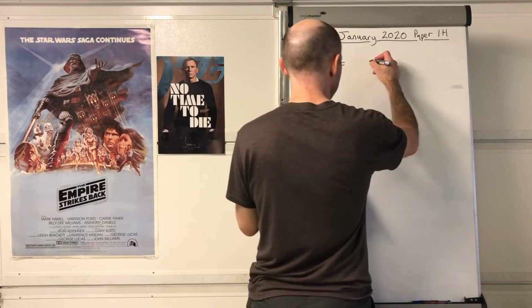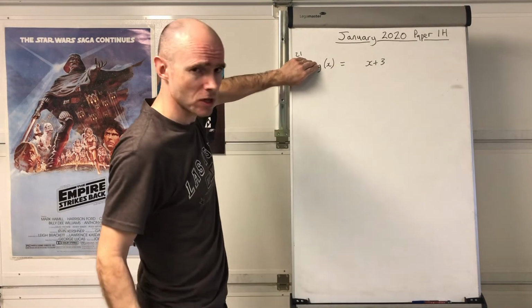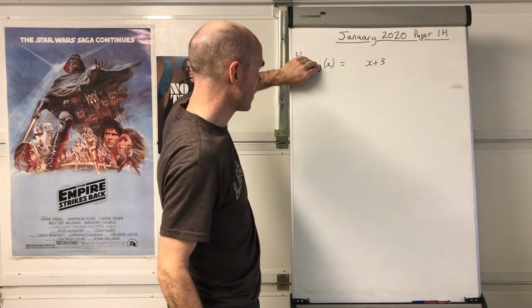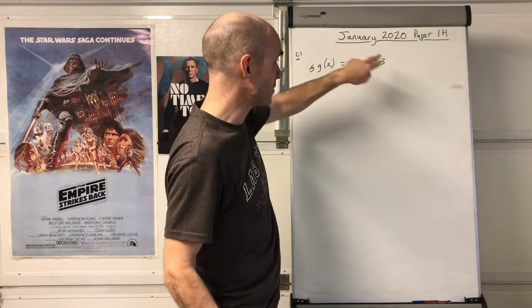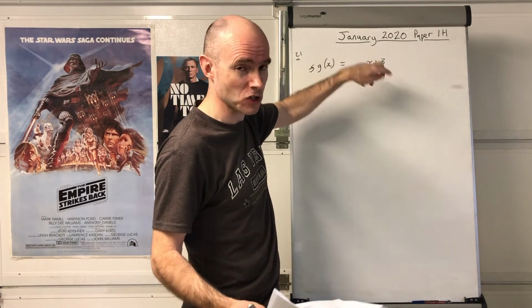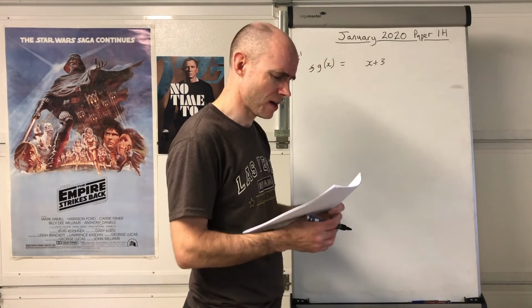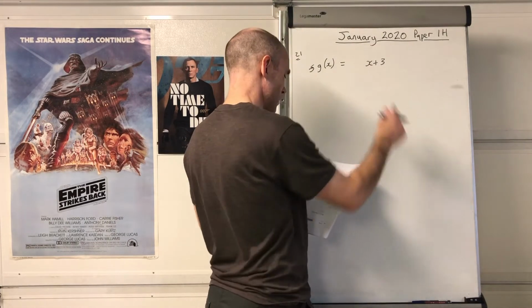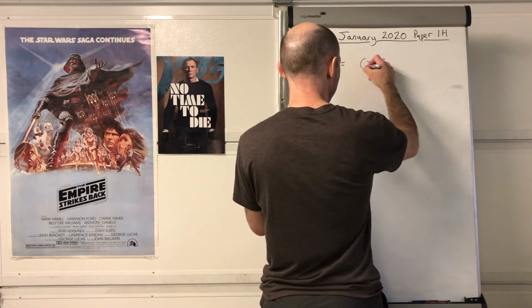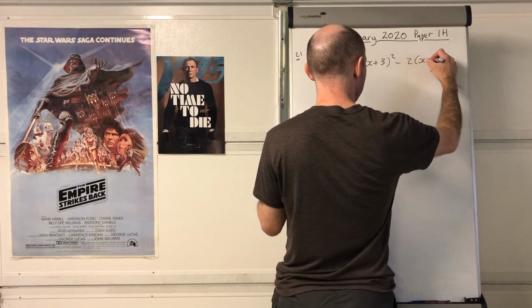G of x was x plus 3, wasn't it? So at the moment, if I cover that up, that's correct. G of x is x plus 3. When you do f of it, what it means is you've got to substitute that into the function f. The function f is x squared minus 2x. Now what that means is you've got to replace x with x plus 3. So instead of x squared, you'll have x plus 3 squared. Instead of 2x, you have 2 times x plus 3.